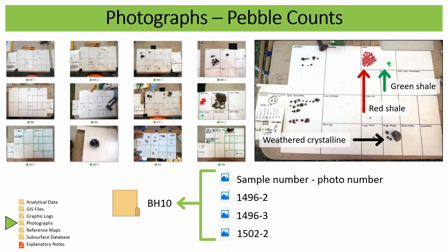Photos were taken of each sample, forming a useful way to have a quick check on class size and roundness. Looking at the images on the far right, you'll notice our attempts to overcome problems with mushy shale and weathered crystalline rocks. Simply chuck a bead into the wash bottle.